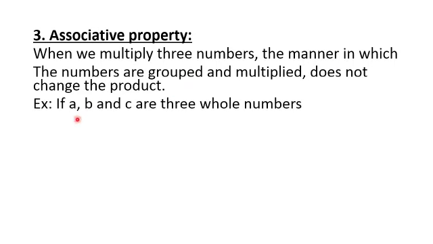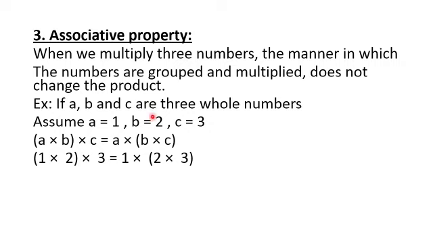Here we have A, B, C as three whole numbers. Assume A as 1, B as 2 and C equal to 3. We are going to follow the multiplication here. On the left hand side you pair A into B, and on the right hand side you pair B into C. When you multiply 1 into 2, your answer is 2, into 3, equals 1 into the next pair, 2 into 3, that makes 6. So 2 3s are 6, 1 6 are 6. Your answer will remain the same.